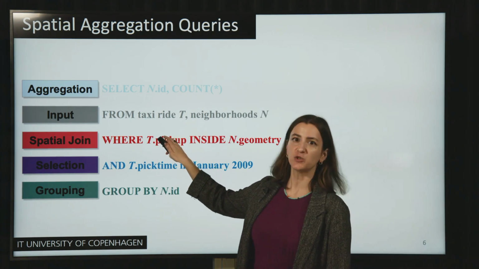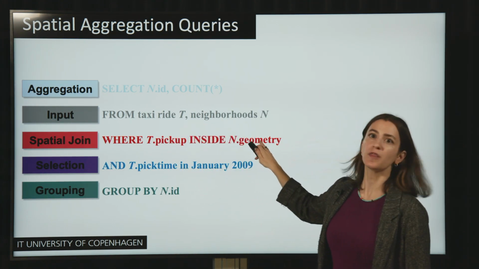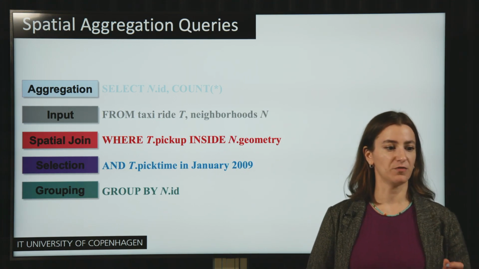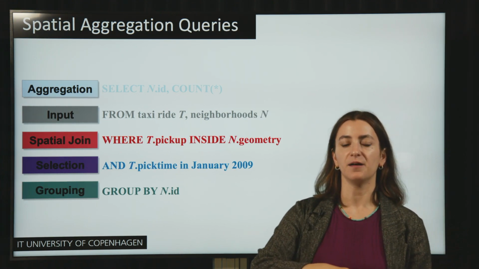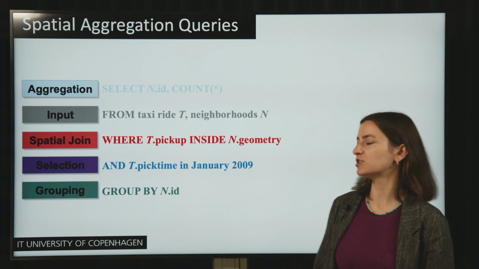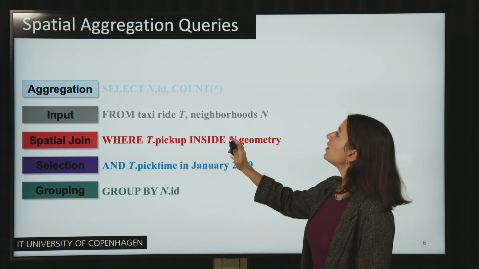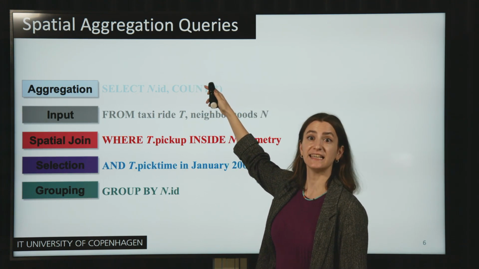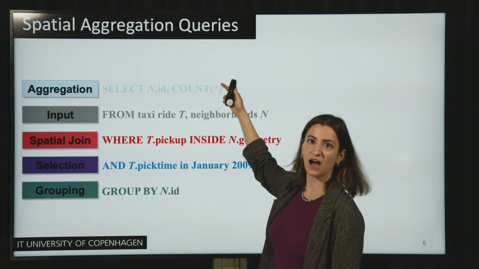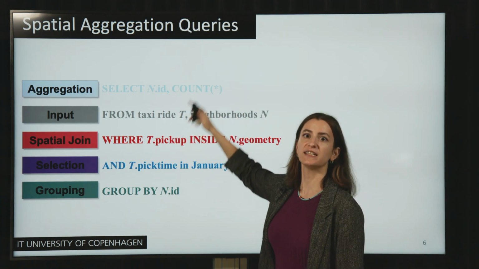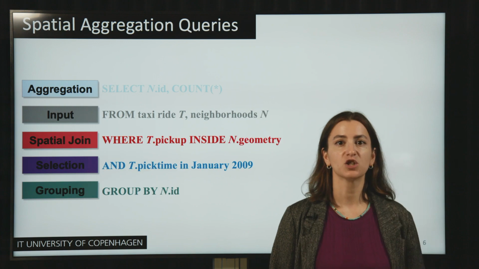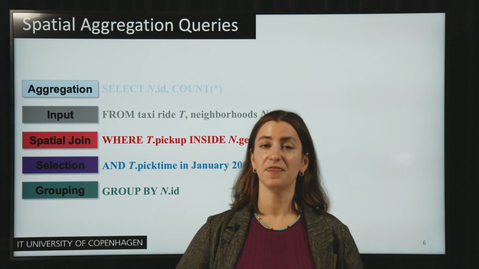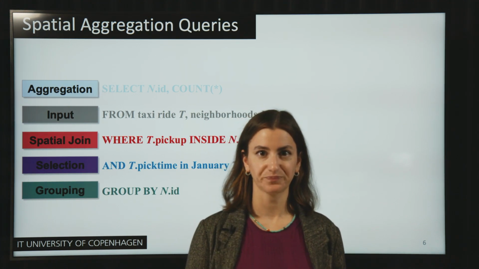Then it maps each pickup location of a taxi ride to the neighborhood that contains it. This mapping operation from the pickup location to the neighborhood is what we call a spatial join. Finally, in the very end, it computes an aggregate information, in this case is the count of all the rides that had a pickup location inside each one of the neighborhoods. So for each neighborhood, it calculates the count of rides that started from that neighborhood.